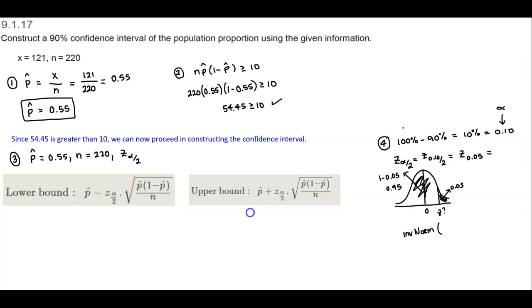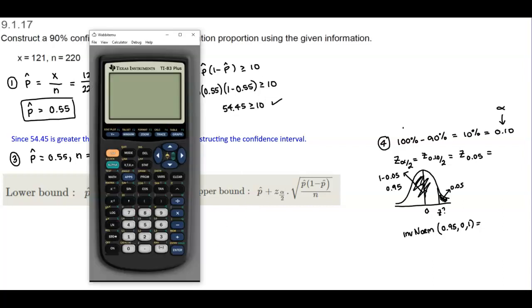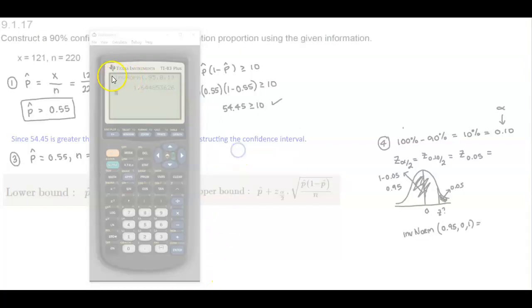I'm going to use the calculator first, which is INV norm. We know that our area to the left is 0.95, our mean is 0, and our standard deviation is 1. Let's use our calculator to determine that. We go down to INV norm, put in 0.95, mean 0, standard deviation 1, and then enter. Therefore, we're going to get the following critical value.